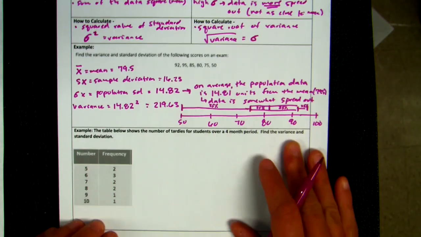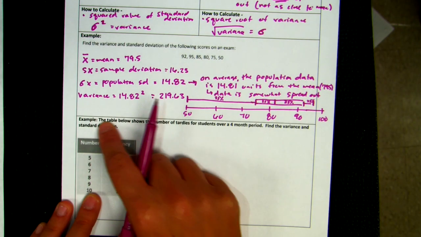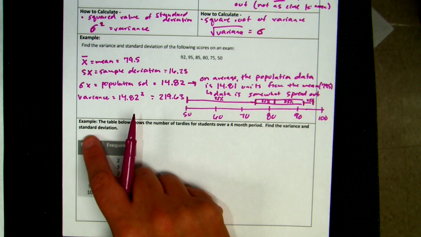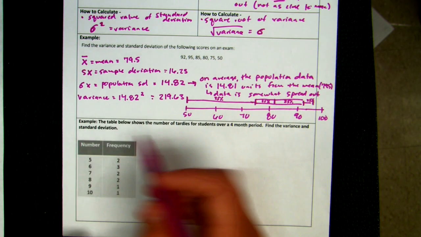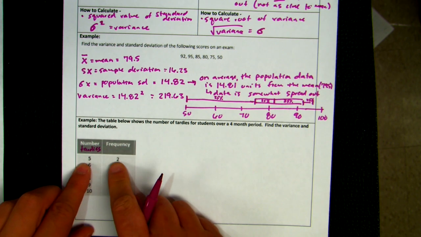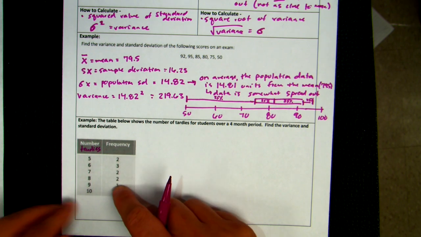Okay, last one I'm going to show you, same calculations, but this time we have a frequency table. This says the table below shows the number of tardies for students over a 4-month period. Find the variance and standard deviation. So this is the number of tardies, and then here's the frequency. So there were 2 students that had 5 tardies. There were 3 students that had 6 tardies, so on and so forth.